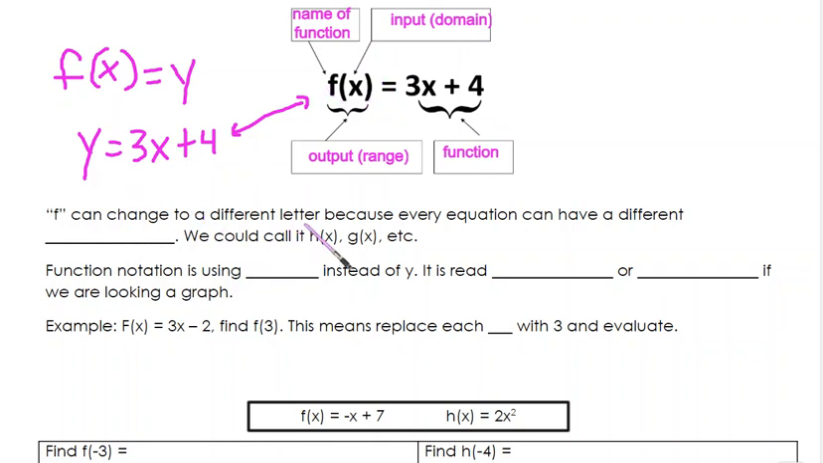So f can change to a different letter because every equation can have a different name. We could call it h of x, we can call it g of x, etc. Function notation uses f of x instead of y. It means the exact same thing, and it's read f of x or f at x. We usually use f at x when we're looking at a graph, and we'll talk more about that in a second.